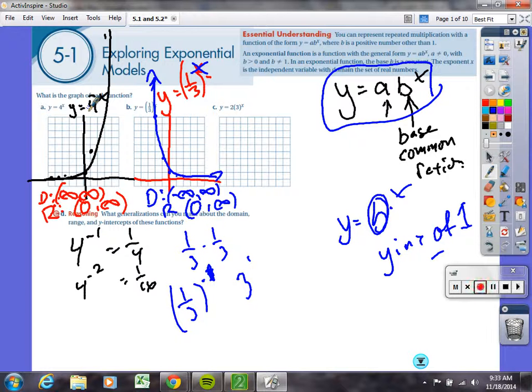What's happening as I go left to right? Dividing by 3 or times by a third. That's its ratio. That's what it's growing by. This one's decreasing by a third. This one's growing by 4. Does that answer your question? Does that help you out?